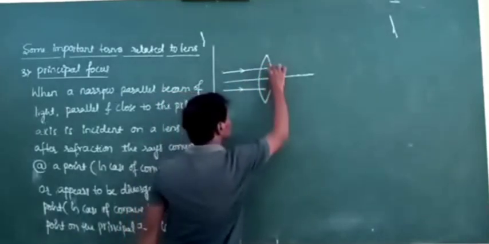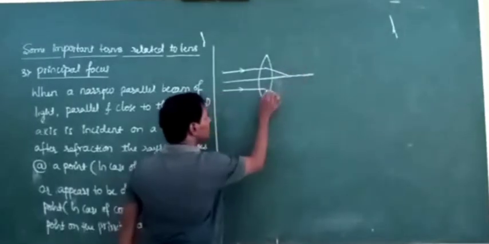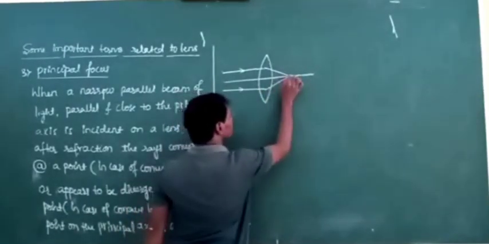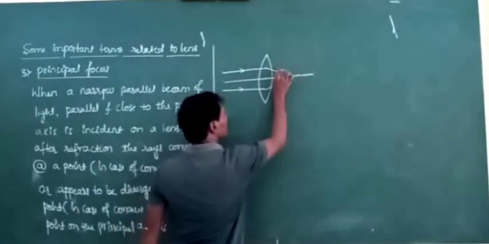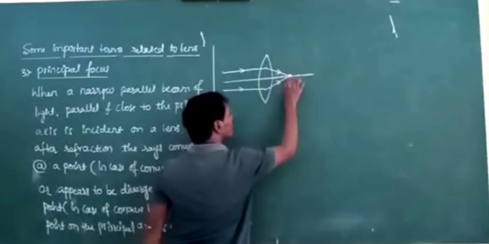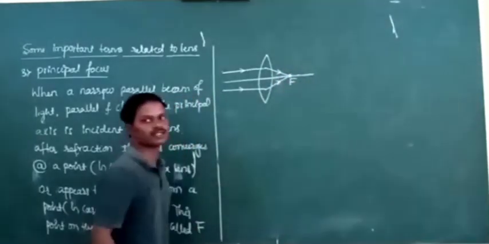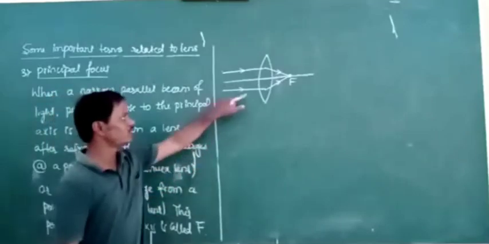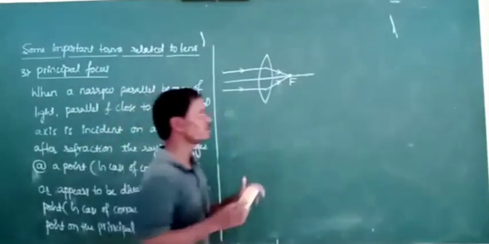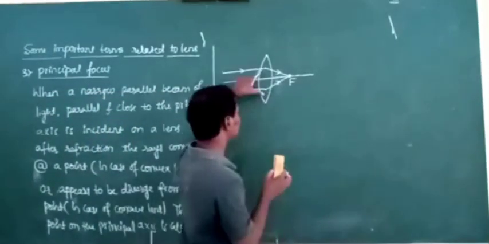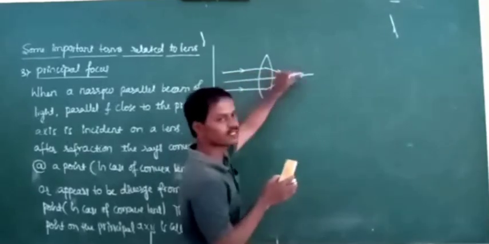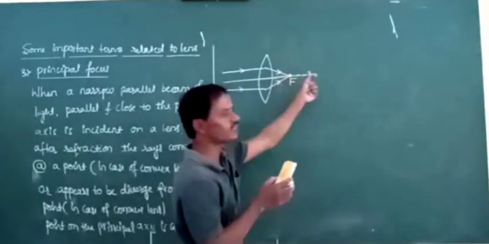After refraction, the refracted rays meet at a point or converge at a point. This point is called principal focus. So, the convex lens has real focus, because here after refraction all the refracted rays converge at a point at the right side of the lens.